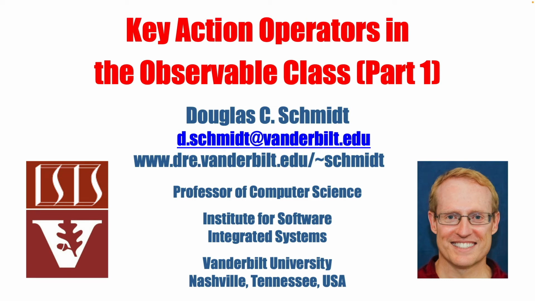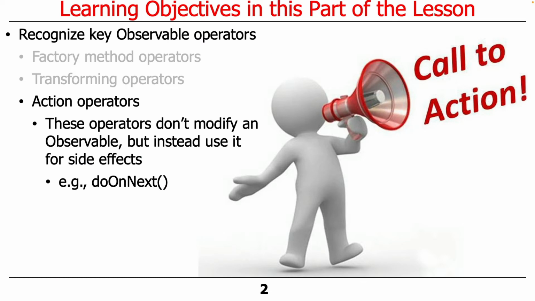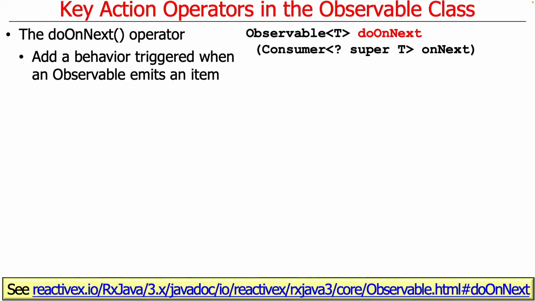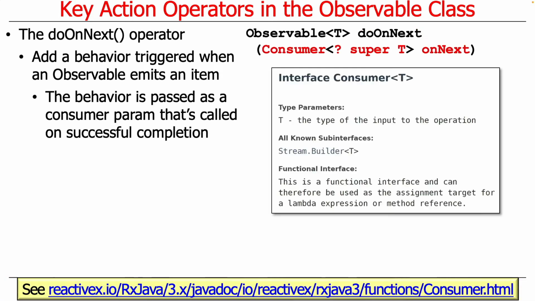We're now going to talk about something called action operators in the observable class. These operators don't modify the observable, but instead just use it for side effects. We're going to focus here on the doOnNext action operator. The doOnNext operator adds a behavior that's triggered when an observable emits an item.